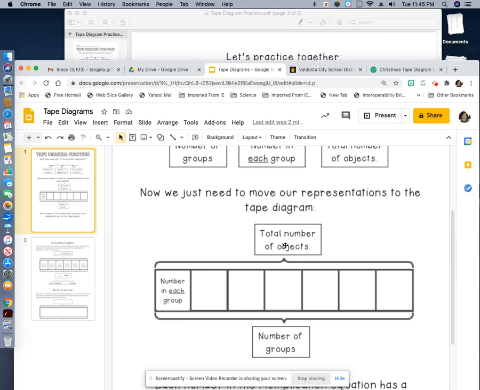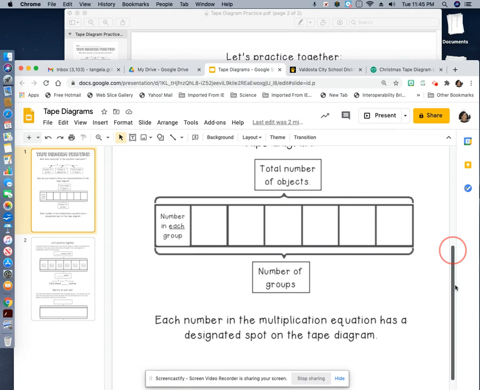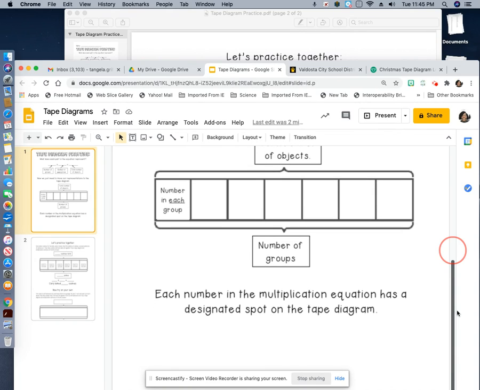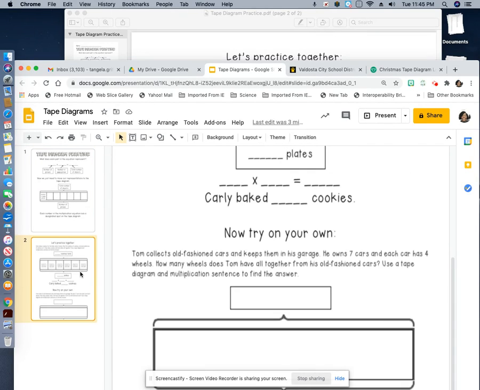So the total number of objects would be up top, the number of groups would be at the bottom, and then the number in each group would be here. Okay, and this is the tape diagram. Okay, each number in the multiplication equation has a designated spot on the tape diagram. So let's practice one.